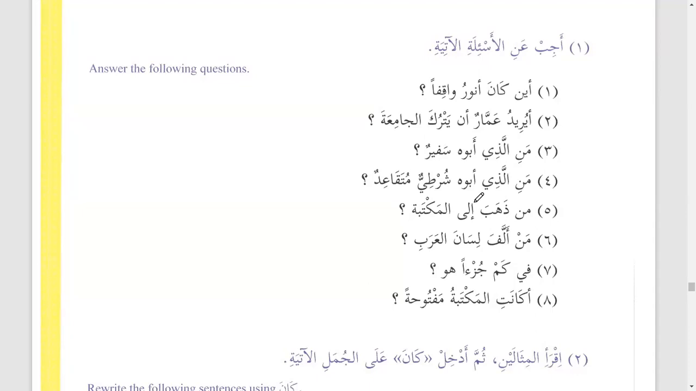أنور واقفا خارج الفصل. كان أنور واقفا خارج الفصل. كان أنور واقفا. Can we say أنور كان, sir? Or كان in the beginning? Because kana is a verb, so it's better to use it in the beginning of the sentence.